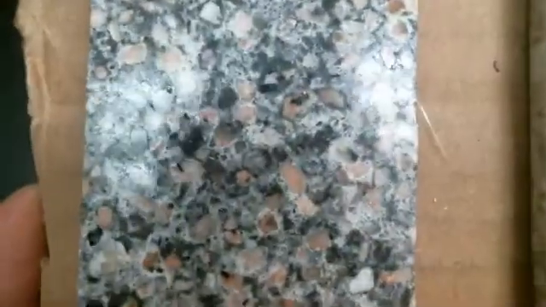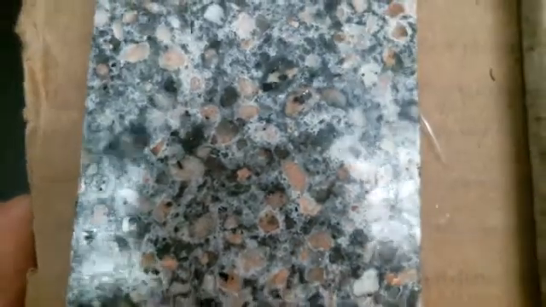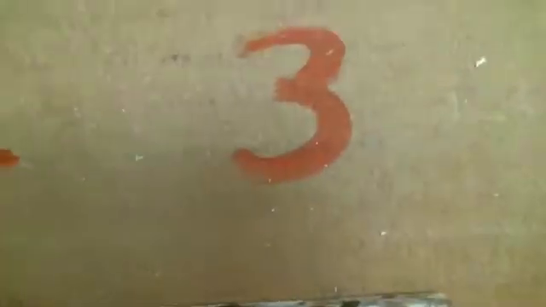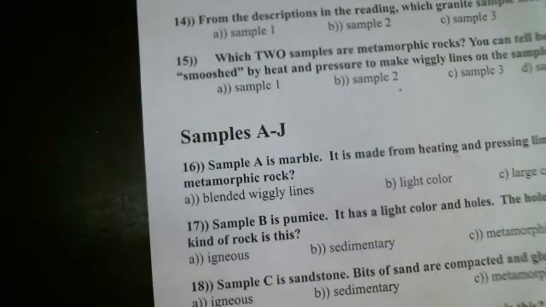The one that has the largest crystal size overall on the average is going to be the one that cools most slowly. So that's number 3. That's number 2. And that's number 1, sorry. Okay, number 14. From the descriptions in the reading, which granite sample most likely cooled underground? So this kind of ties in with the previous question.